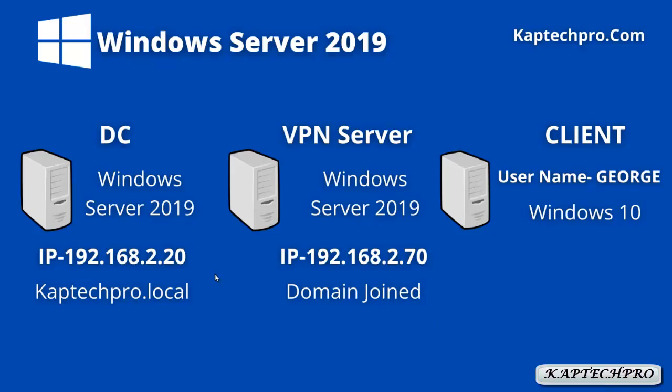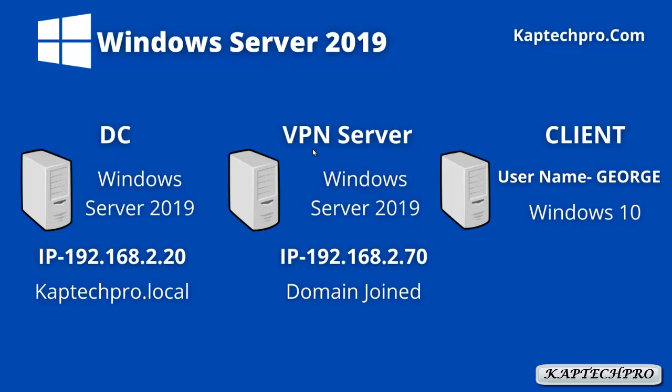So friends, for today's demonstration we are using 3 machines. One is DC machine. Windows Server 2019 is installed on this machine. We have given the static IP 192.168.2.20. This machine is a domain controller and the domain name is captechpro.local.